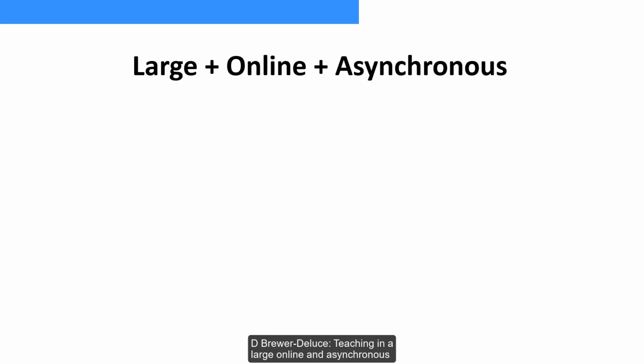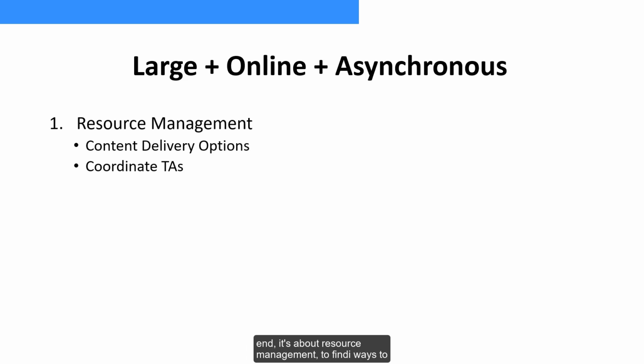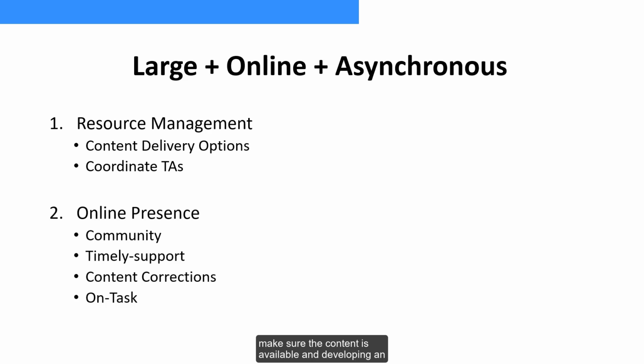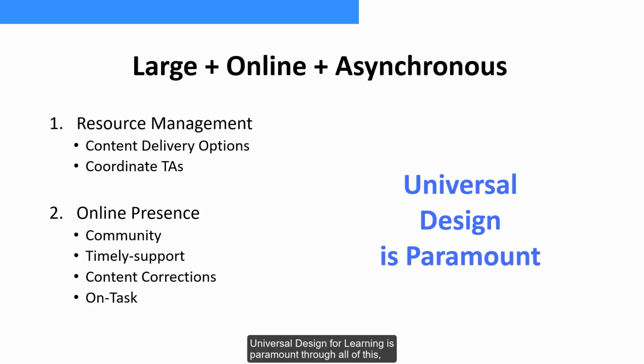Teaching in a large online and asynchronous environment comes with some specific challenges, but in the end, it's about resource management, so finding ways to make sure the content is available, and developing an online presence, so developing community and ways for students to feel connected and supported throughout their journey. Universal design for learning is paramount through all of this, as it represents an opportunity for everyone to feel successful and included from the start.